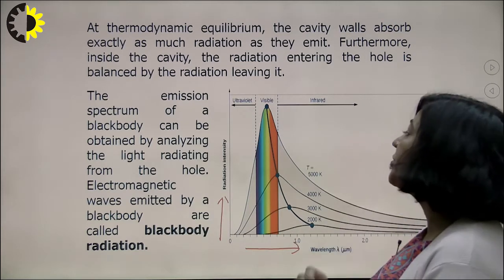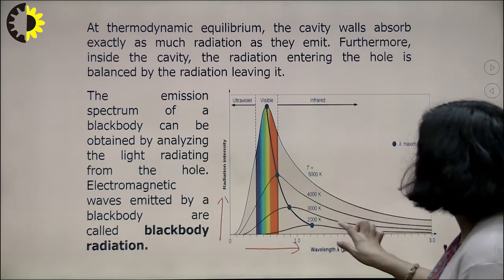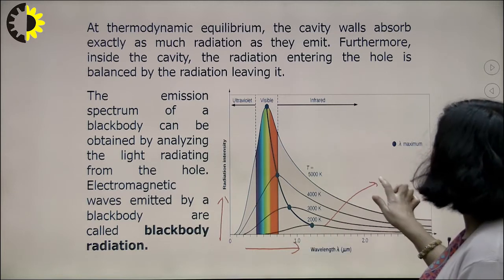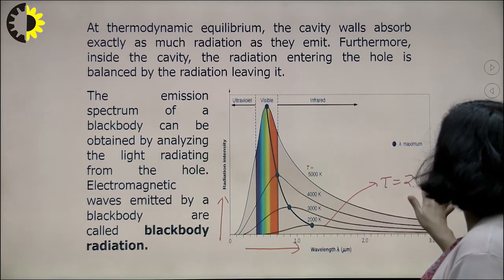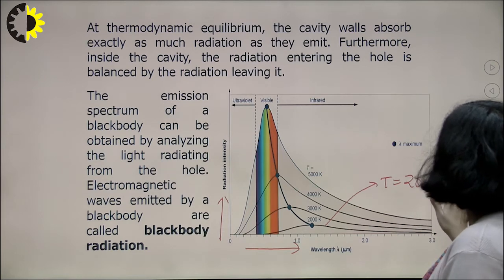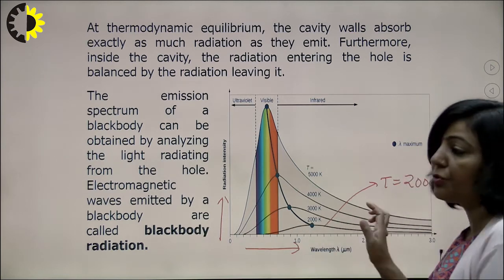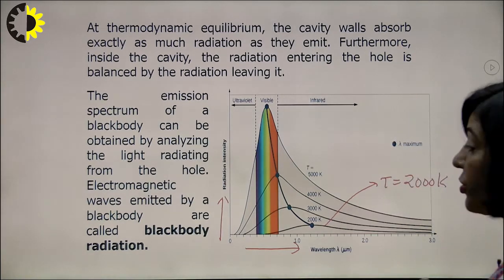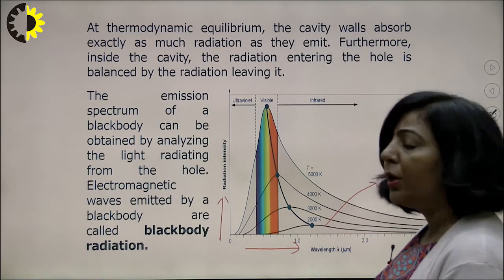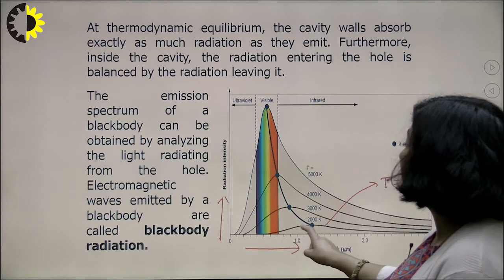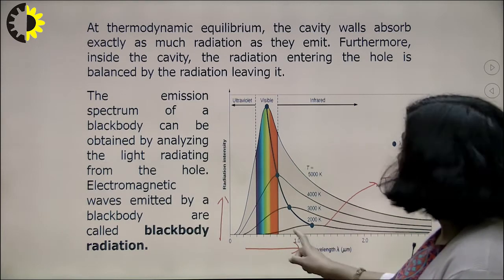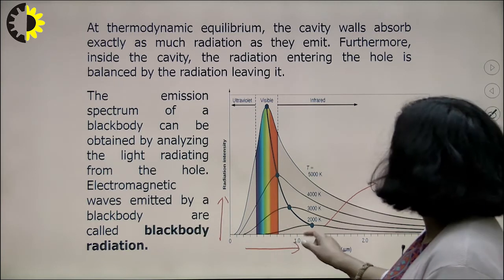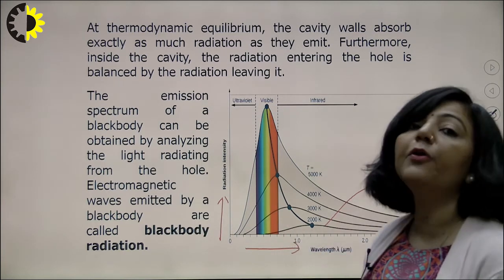Now we have to observe this graph. This particular curve is at temperature 2000 Kelvin. So first I am going to discuss this first curve, which is observed at 2000 Kelvin. If you see this curve, you can see that you are getting radiations of different wavelengths. You have radiations of this wavelength, and you have radiations of this wavelength.